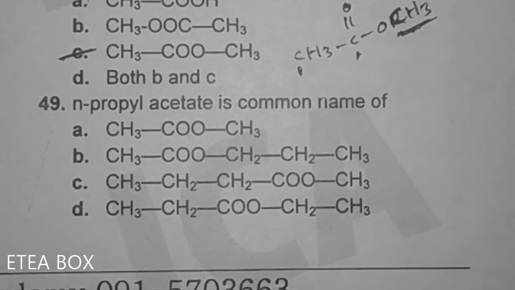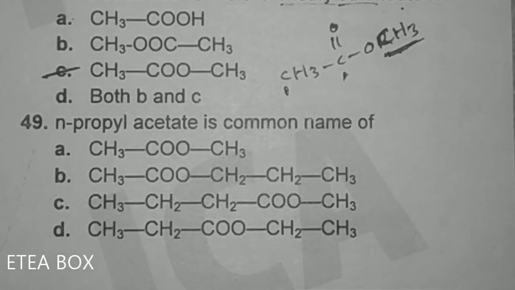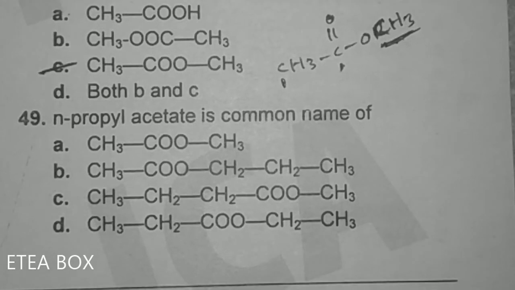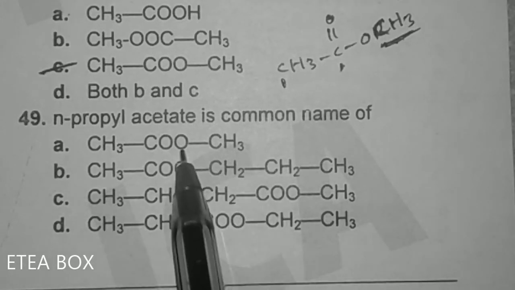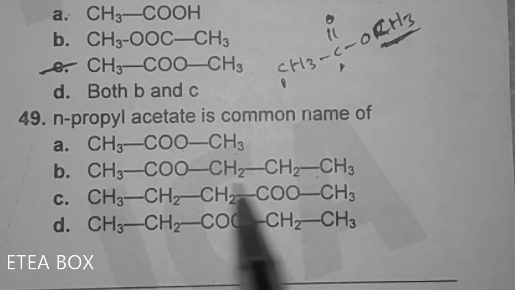N-propyl acetate is the common name of. Now look, for ester you can use acetate. So N-propyl means that after oxygen you have to name the alkyl group propyl. Look here, in the earlier case after oxygen methyl is present, here after oxygen propyl is present. So it means that option B is correct here, okay?